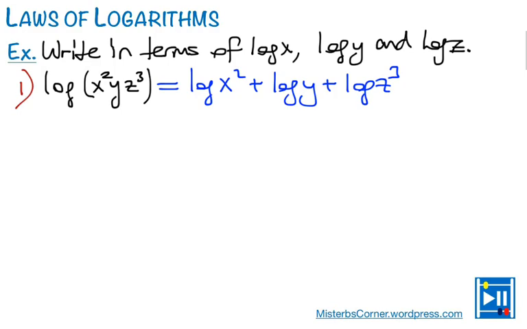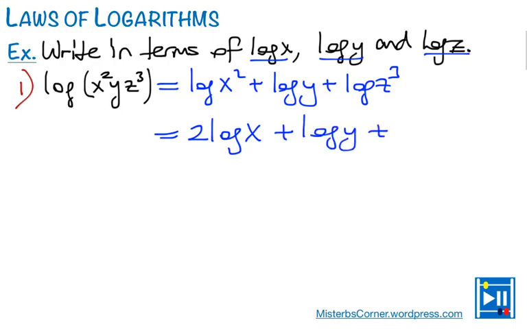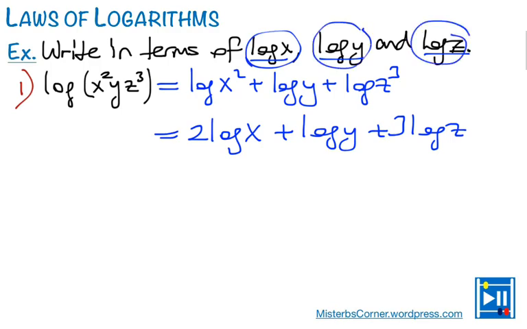Now the question requires us to write them in terms of log x, log y, and log z only. So there are no powers around, so this is not enough. I will go on and simplify the first and the third log. So it's going to be 2 log x plus log y plus 3 log z. So this is the simplest form, or this is the way I can write this logarithmic expression in terms of log x, log y, and log z.